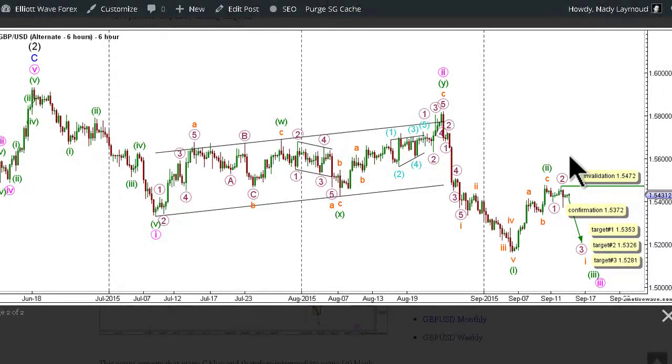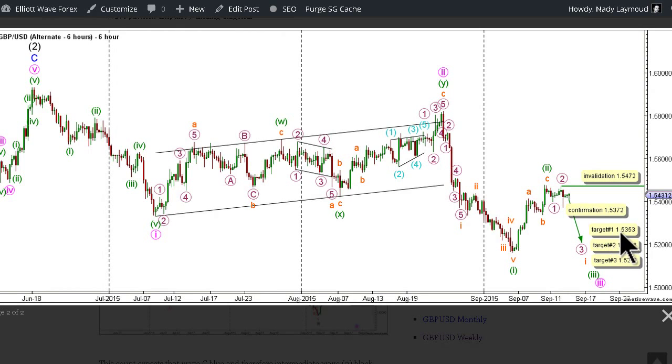We will move now to the alternate 6-hour chart, and the alternate 6-hour count expects that wave 2 green is complete as a zigzag, labeled A, B, and C orange, and that wave 3 green is starting to unfold toward the downside, with wave 1 orange unfolding as an impulse, labeled waves 1 through 5 purple, with waves 1 and 2 purple complete, and wave 3 purple is underway. This count would be confirmed by movement below 1.5372, and we have 3 targets for the completion of wave 3 purple.